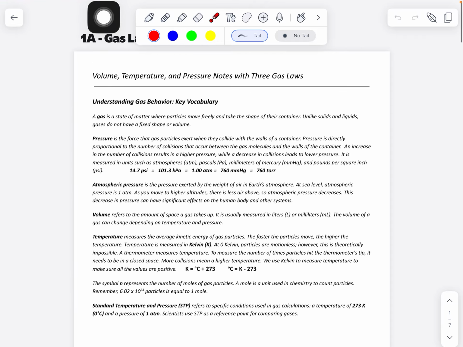So starting off, well, a gas, that's a state of matter. Particles move freely, take the shape of their container. We talked about this a little bit in our last unit. Unlike solids and liquids, they do not have a fixed shape or volume.